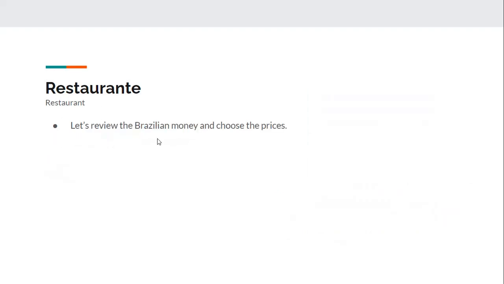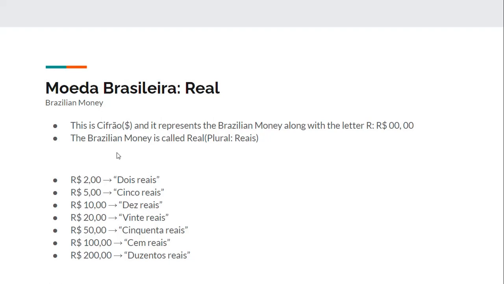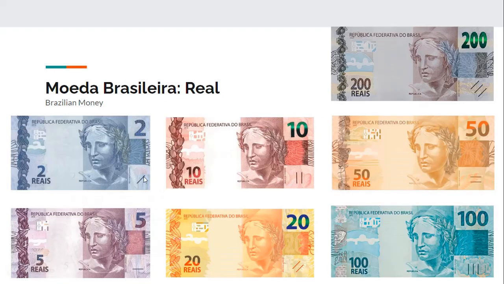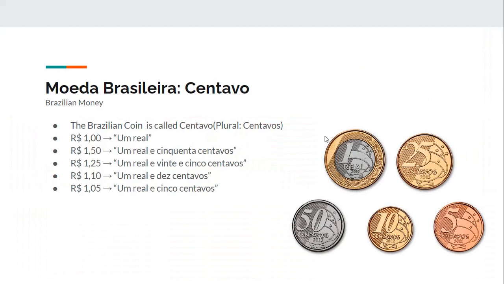And reviewing the Brazilian money and coins, so here we have the money. Here, the pictures of the money in Brazil, so R$2, R$5, R$10, R$20, R$50, R$100, and finally R$200. And the coins we have here, real, 50 centavos, 25 centavos, 10 centavos, 5 centavos.